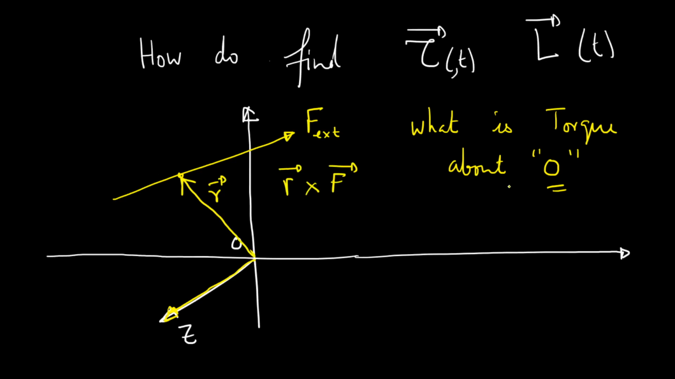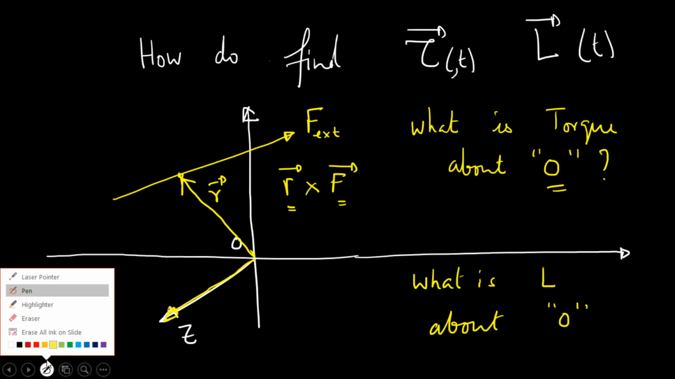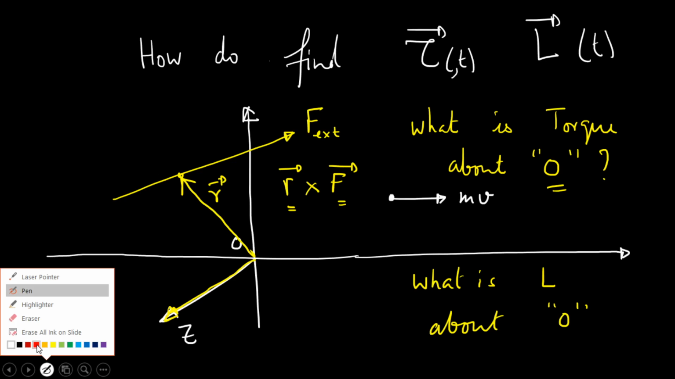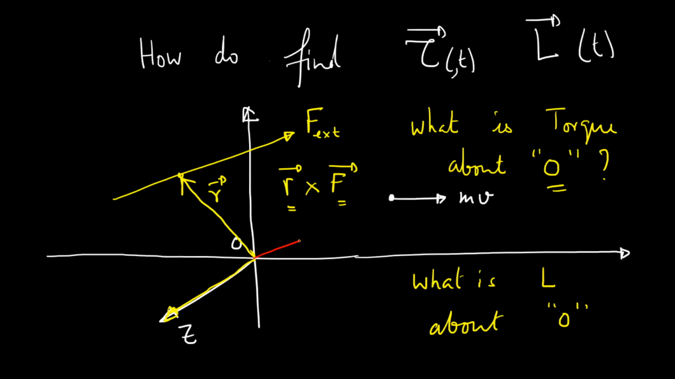Okay, so the question can be asked the moment I tell you the origin, because it's a simple matter to find R and F. And the same question: what is L about O? And of course you have to tell me where the particle is. So let's say the particle is here and it's going in that direction with some velocity mv, and that's all you need to tell me, because I'm going to draw the position vector.